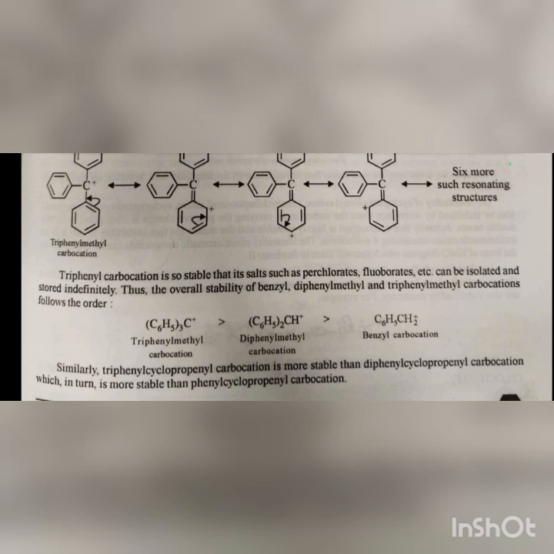Thus, the overall stability of benzyl, diphenylmethyl, and triphenylmethyl carbocations follows the order: triphenylmethyl is more stable than diphenylmethyl carbocation, and diphenylmethyl is more stable than benzyl carbocation. Similarly, triphenylcyclopropenyl carbocation is more stable than diphenylcyclopropenyl carbocation, which in turn is more stable than phenylcyclopropenyl carbocation.